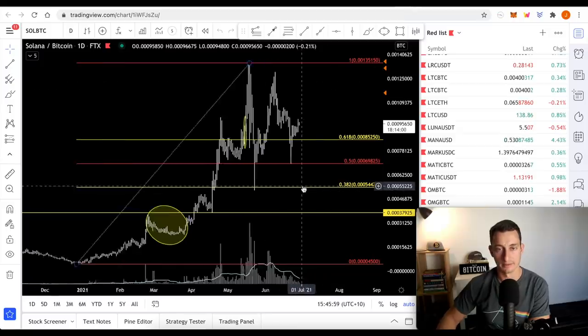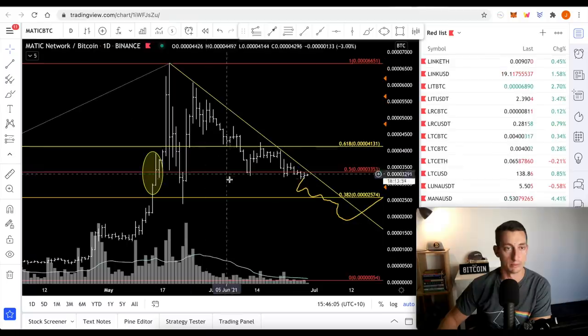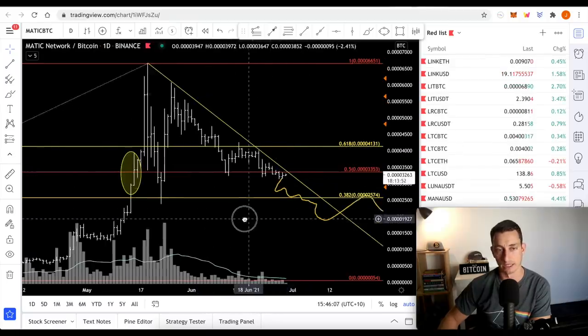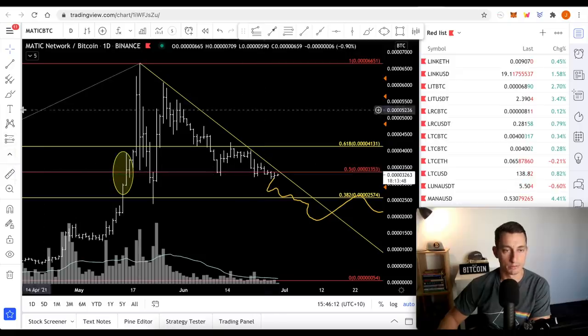Solana, little higher low forming, and we've just broken these highs. So Solana's on the stronger side. Matic, it's not as strong. And I think this one will probably break down a little further. If we get the push, that's what we're looking for.